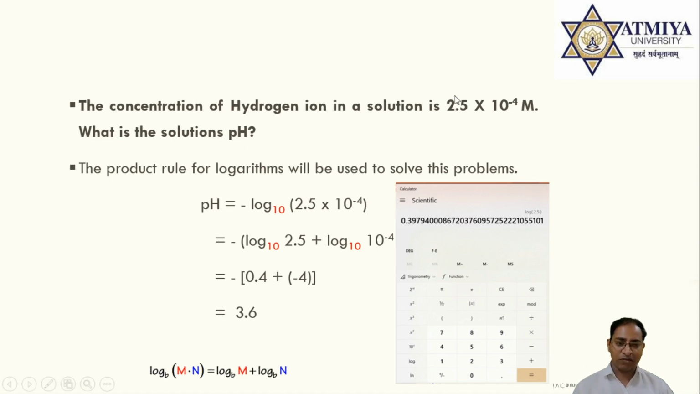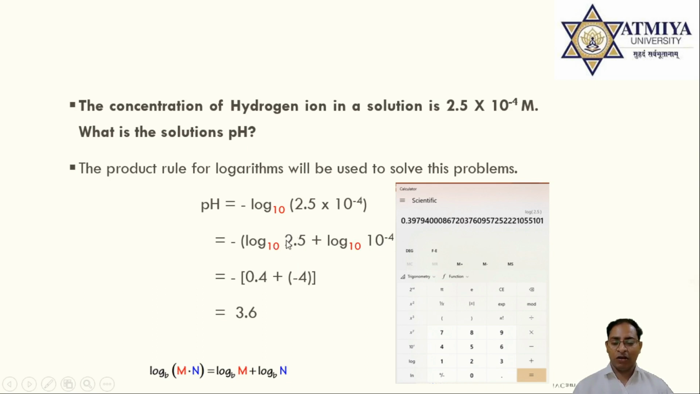So to solve such types of problems, where the value is 2.5 × 10^-4, the product rule for logarithms will be used. So pH equals minus log to the base 10 of 2.5 multiplied by 10^-4. If I use the logarithm's product rule, the value will be minus [log to the base 10 of 2.5 plus log to the base 10 of 10^-4].